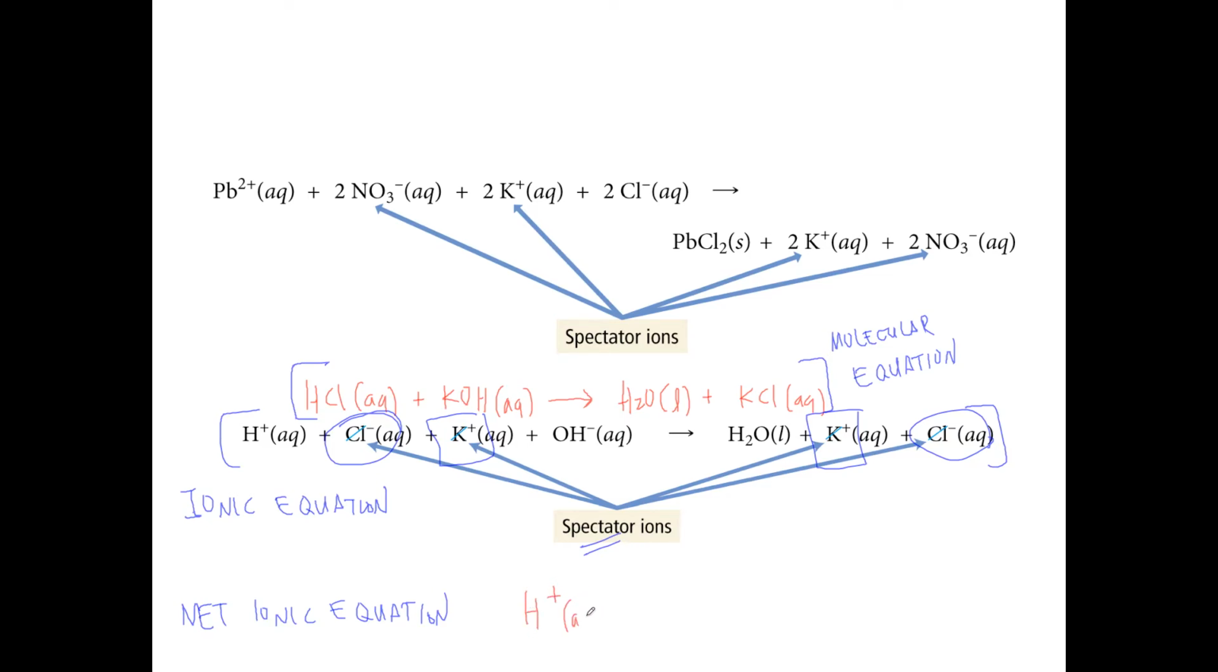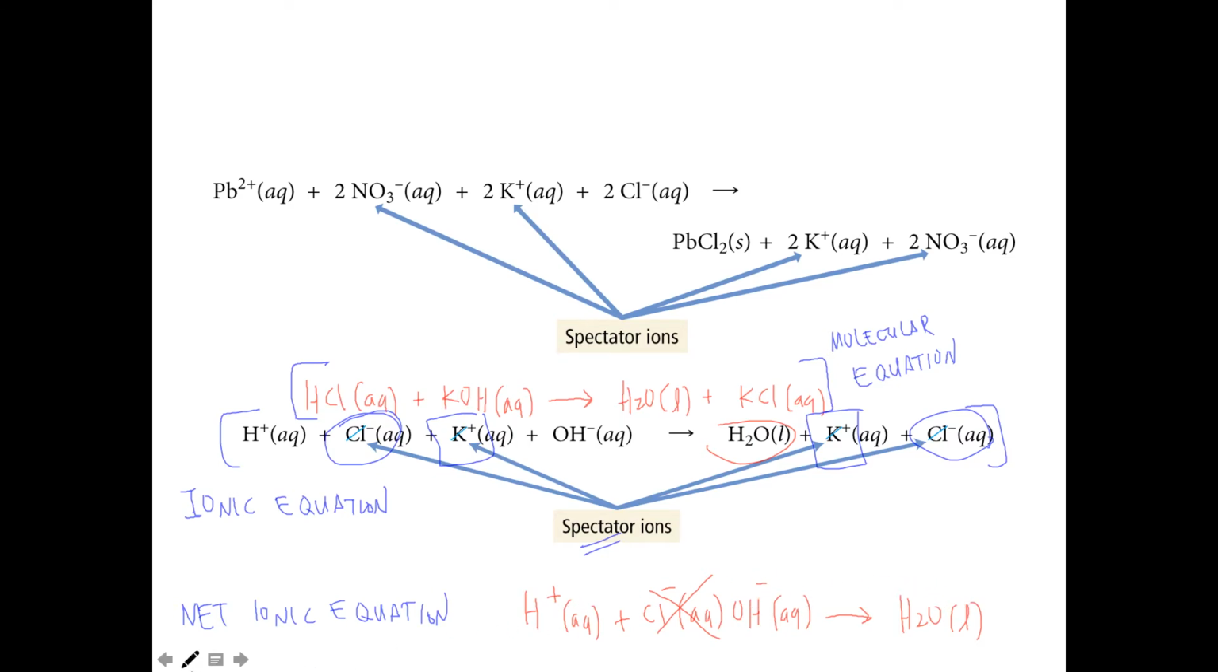H+ aqueous plus Cl−, right? Whoa, sorry, that's a spectator. Nope, that's a spectator. Plus, here's the hydroxide, aqueous, produces water. Okay? This is not a precipitation reaction, by the way, because it's not a solid. But it's very much like a precipitation reaction. So we have H+ and OH− gives us water.